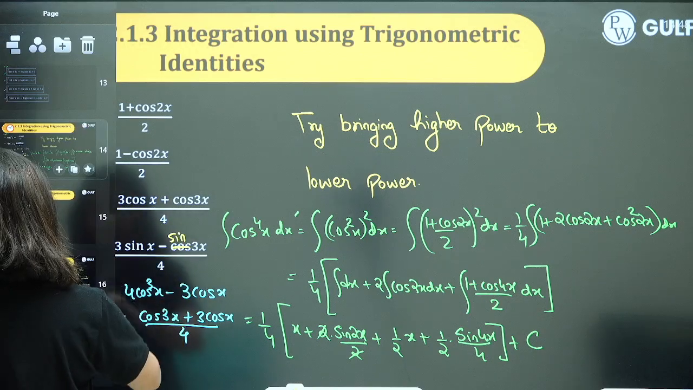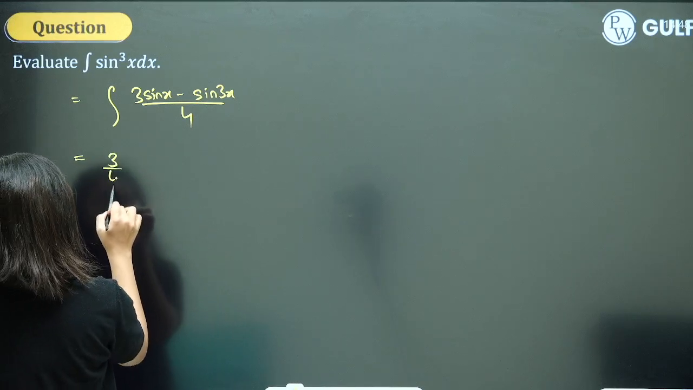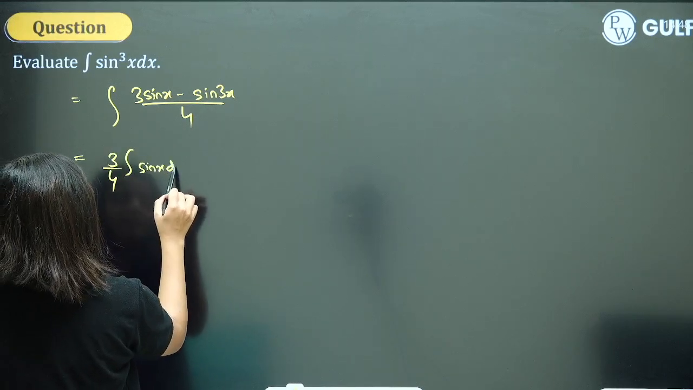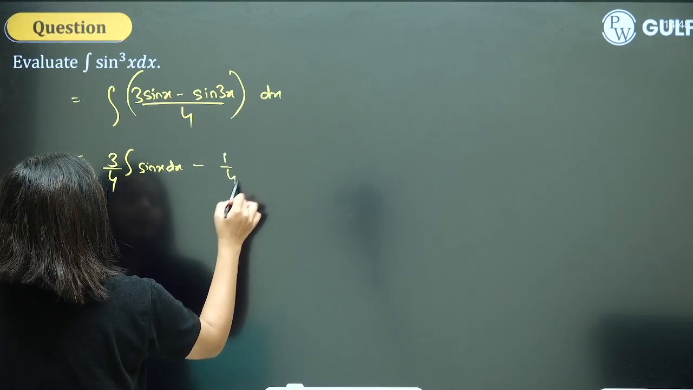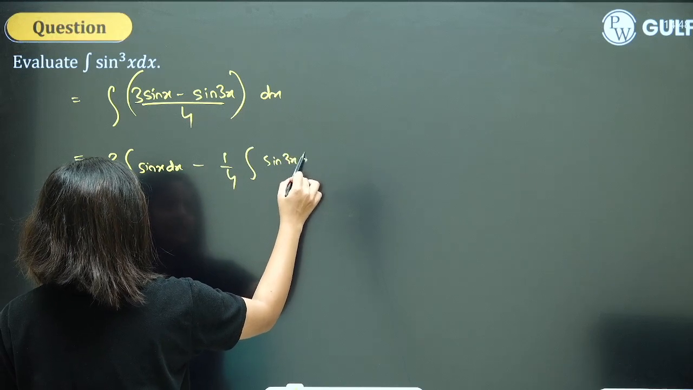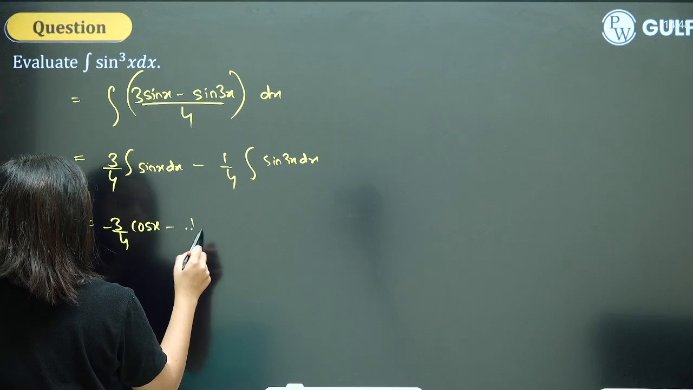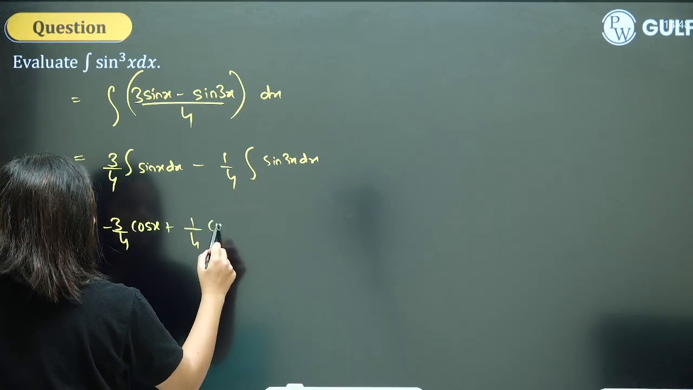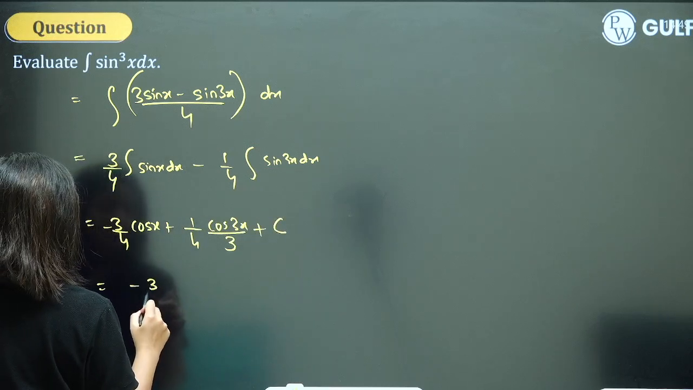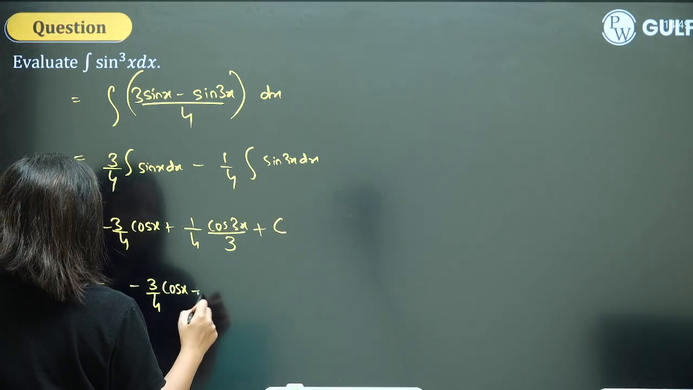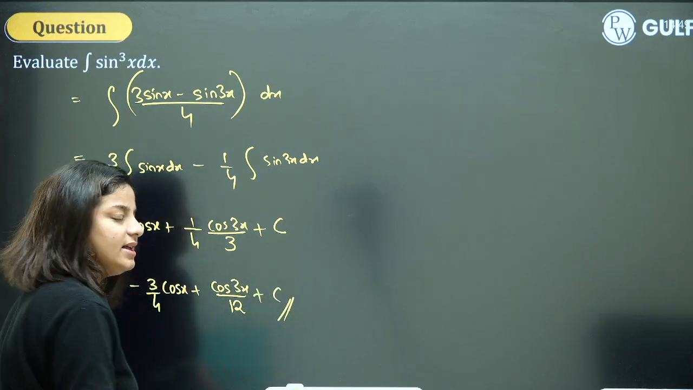sin 3x. Good. All right, separate 3 by 4 integral of sin x dx, minus 1 by 4 integral of sin 3x dx. 3 by 4, integration of sin is minus cos. Integration of sin 3x will be minus cos 3x, divided by the coefficient, plus c. Which is minus 3 by 4 cos x plus cos 3x by 4 times 3, that is 12, plus c. That's your answer.